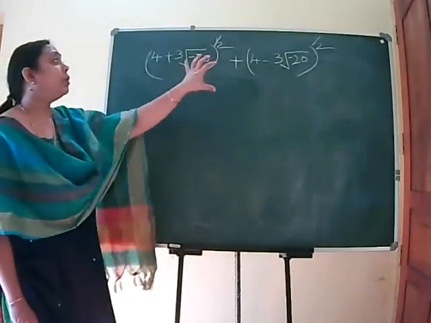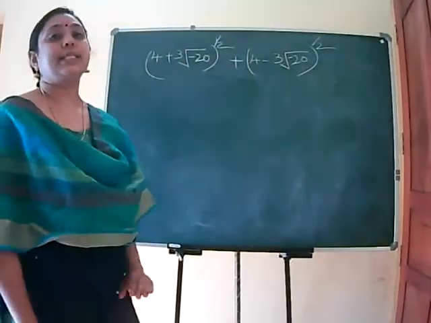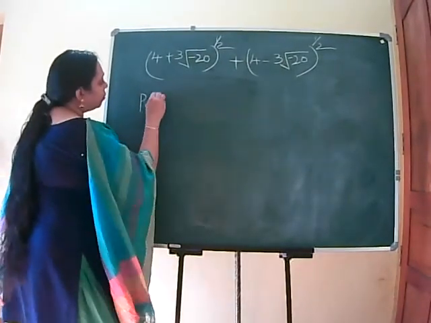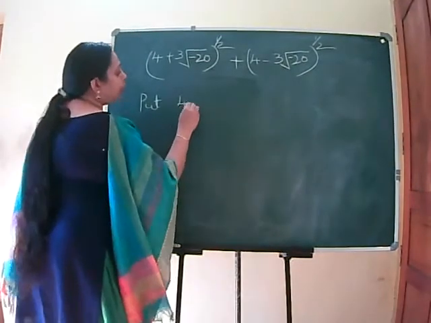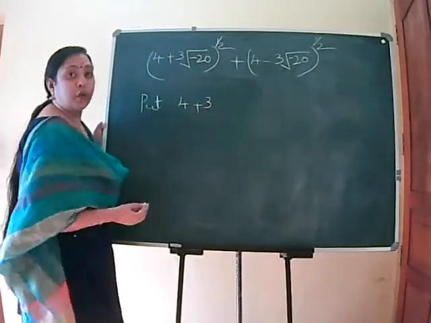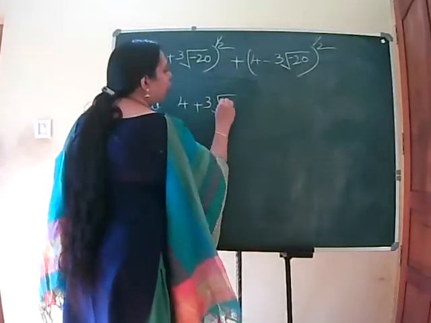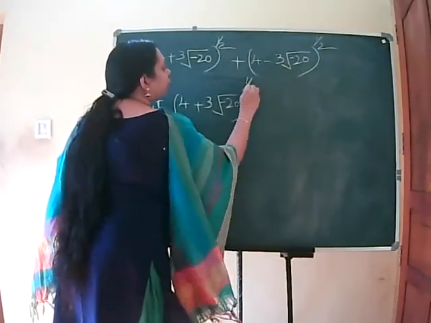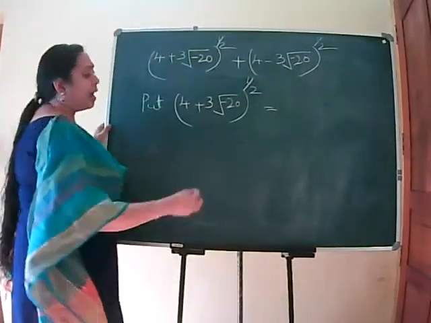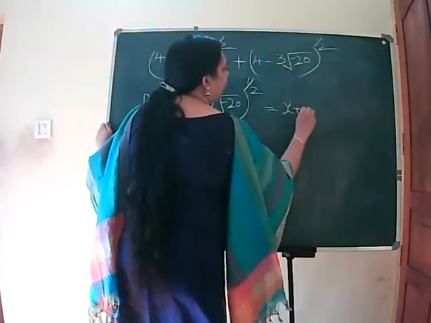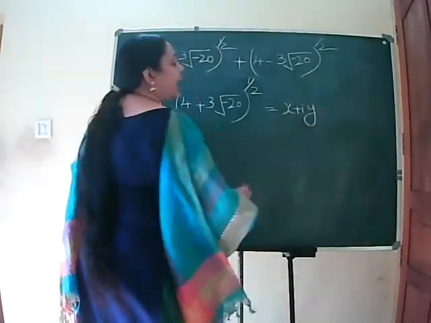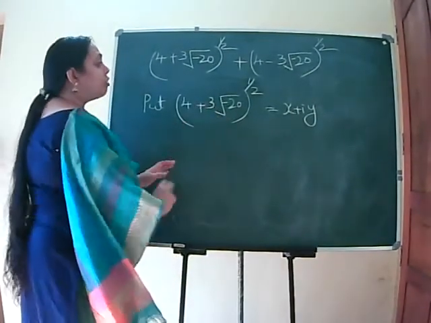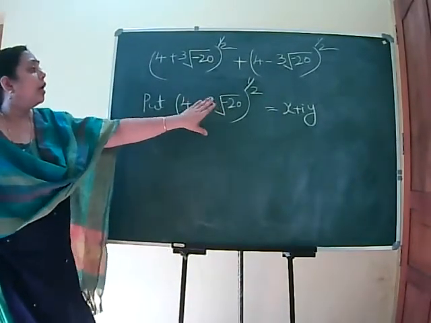Okay, then we start with only this expression. First of all, put this expression as x plus iy. That is, put 4 plus 3 into square root of minus 20, the whole raised to half, as x plus iy. Okay, then first of all, we find the value of this expression.